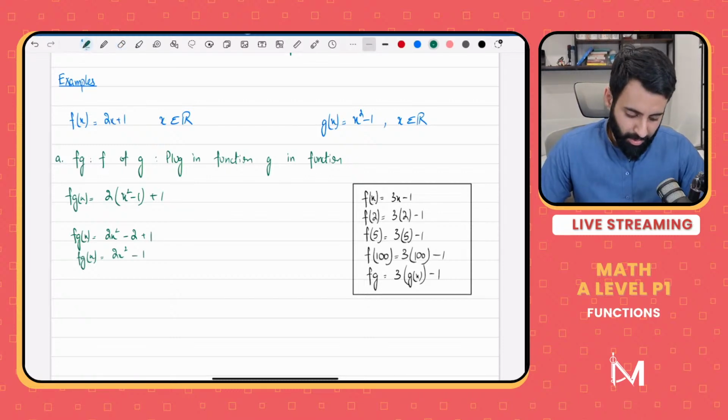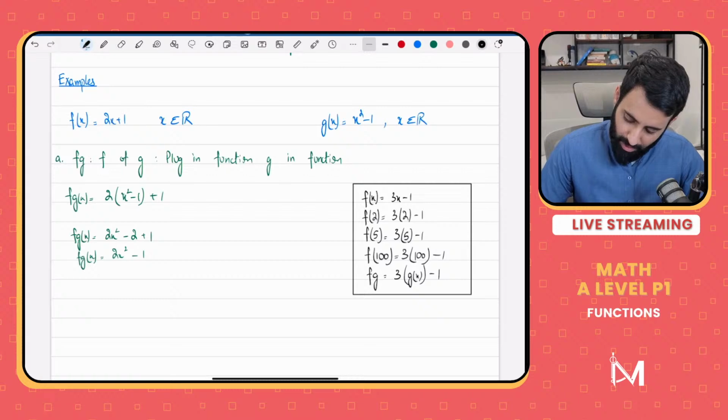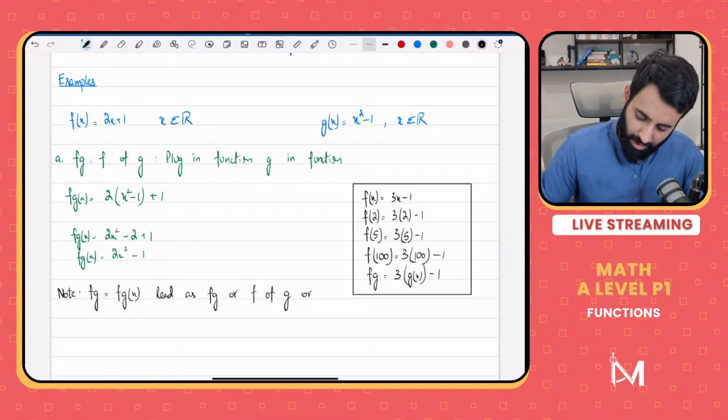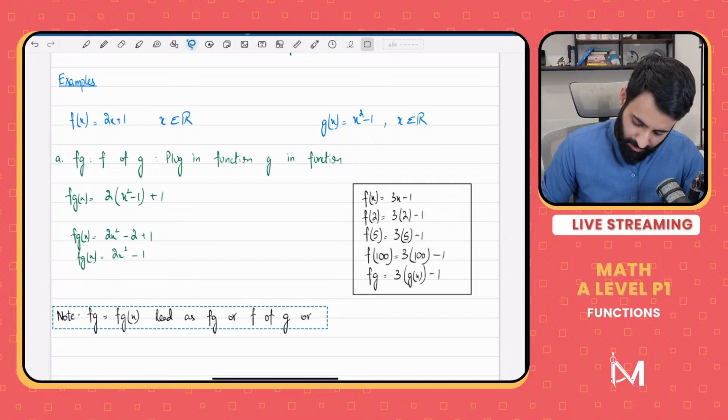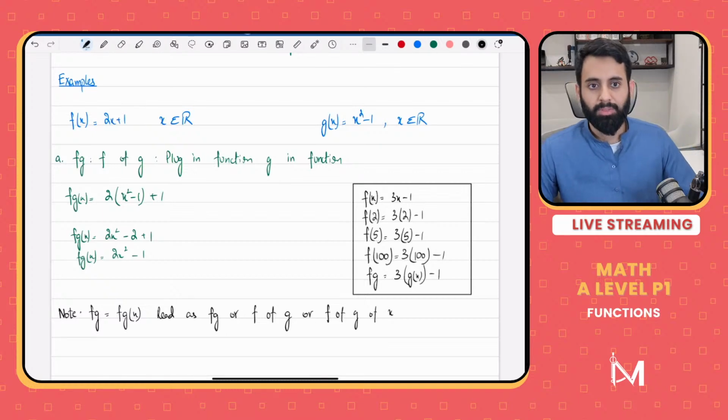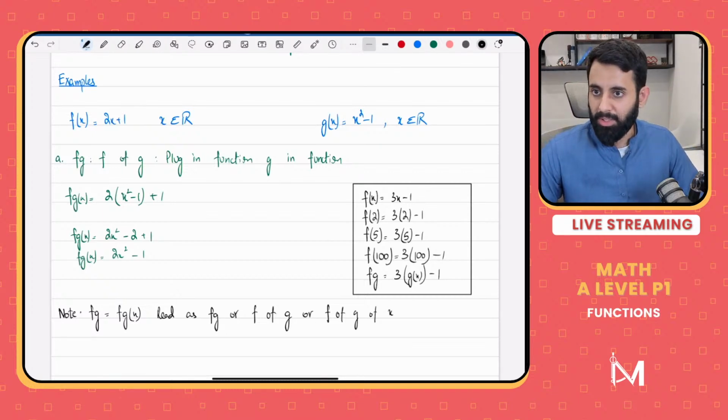Okay, now an important note: fg is basically equal to fg of x, and this is read as fg, or f of g, or you can also read it as f of g of x. Okay, so this is how it's basically read.